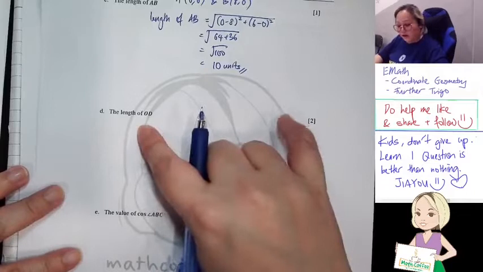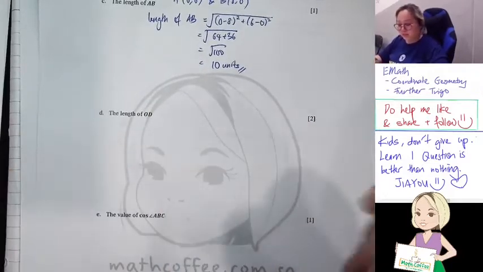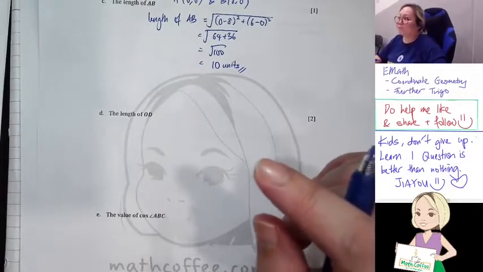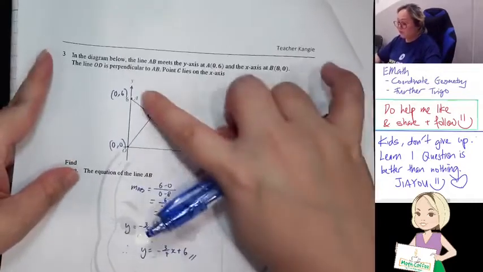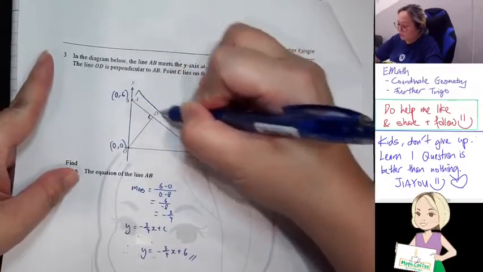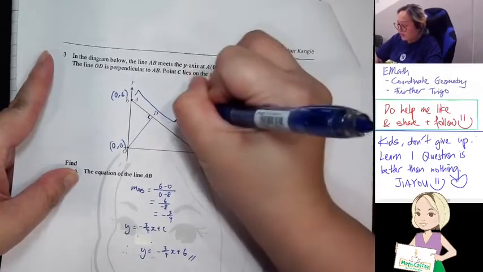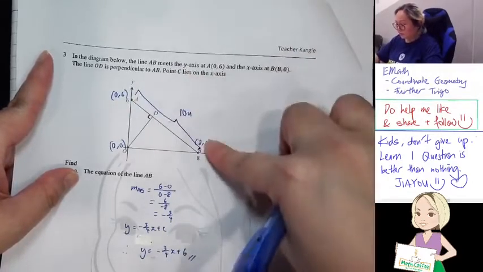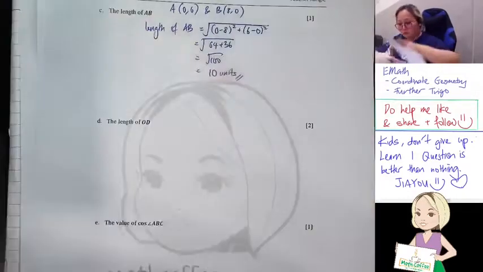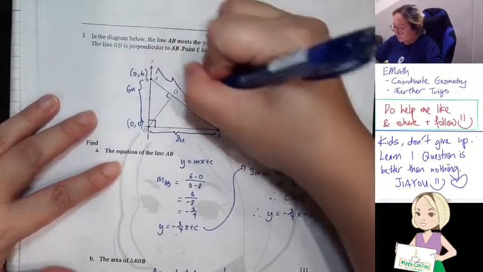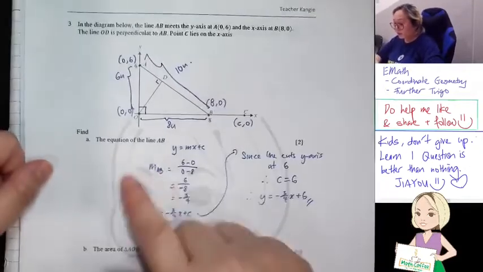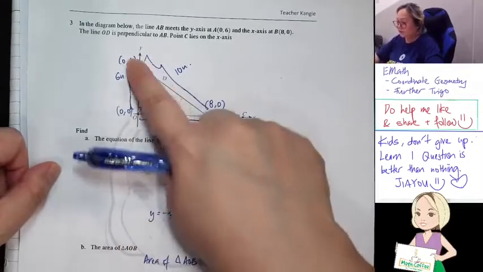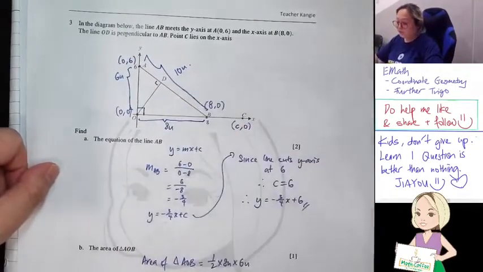Next, the length of OD. Okay, so this is slightly different, this one most students don't know. So let us fill in the information first. My length AB, I have it, which is from here all the way to here. I have found that this is 10 units. Oh, I just noticed that actually you can use Pythagoras' Theorem to find this. Anyway, you will still get the same thing.